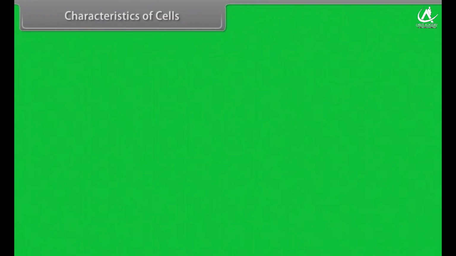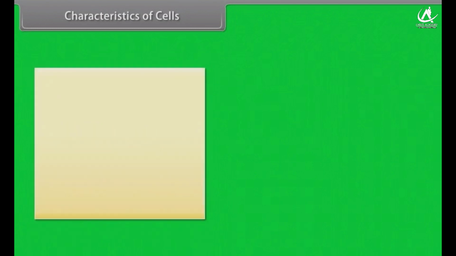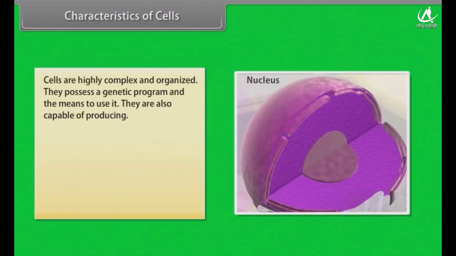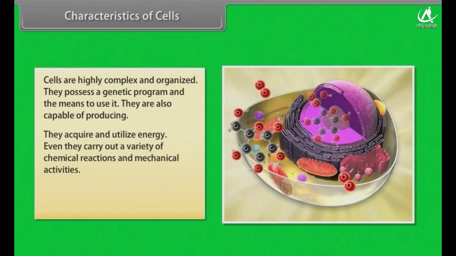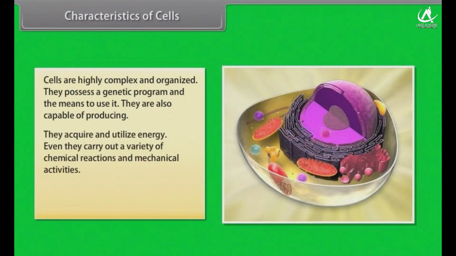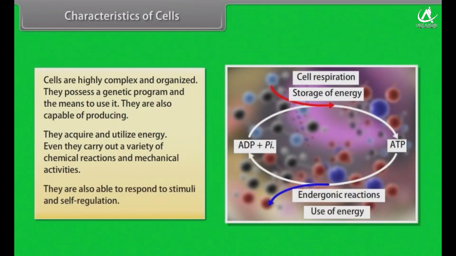Characteristics of cells. Cells are highly complex and organized. They possess a genetic program and the means to use it. They are also capable of reproducing. They acquire and utilize energy. Even they carry out a variety of chemical reactions and mechanical activities. They are also able to respond to stimuli and self-regulation.